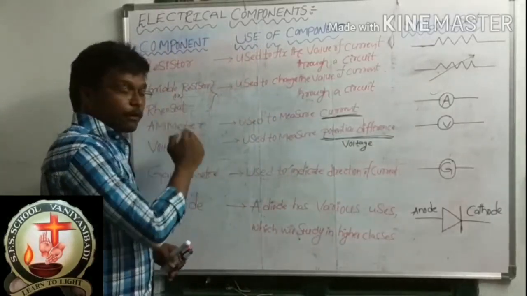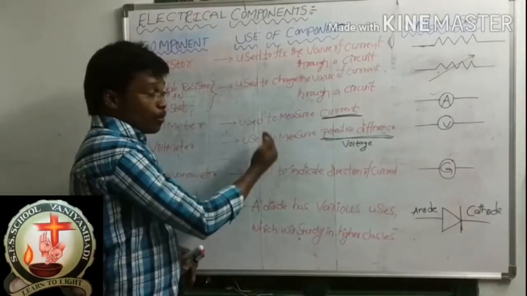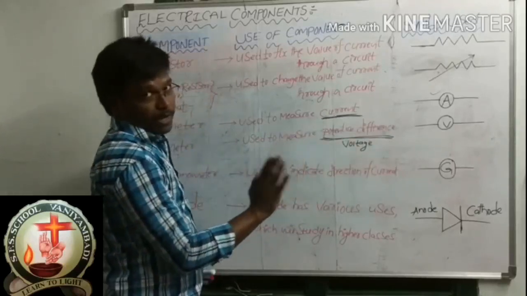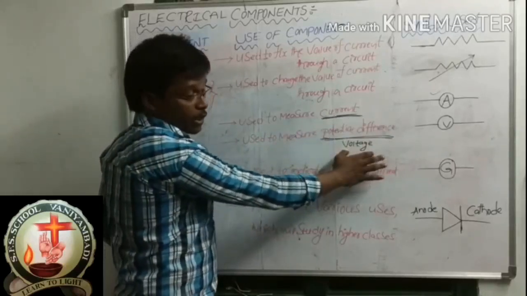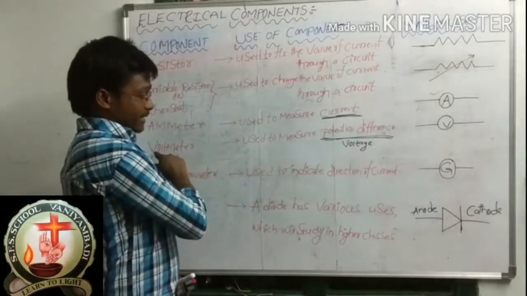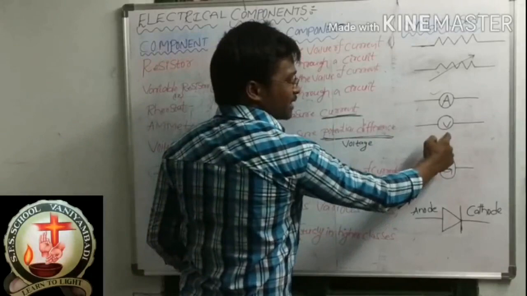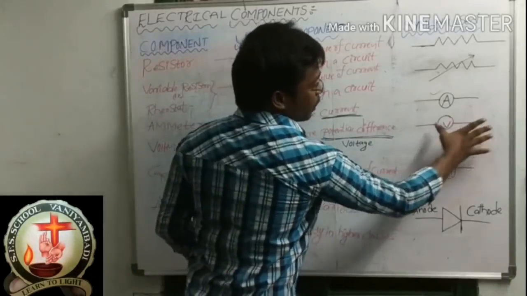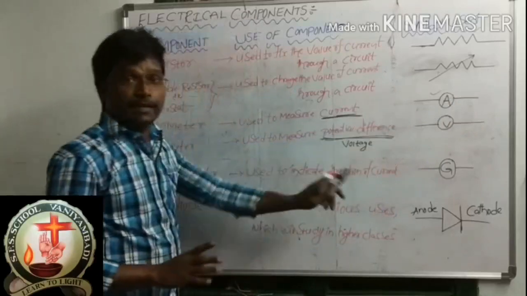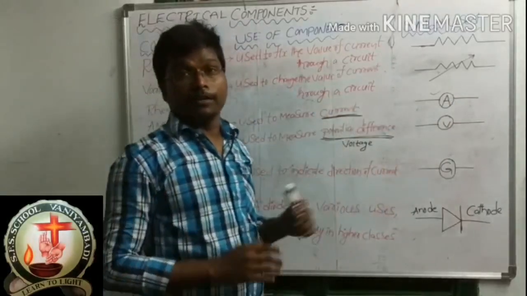Voltmeter. This is the fourth component. What is the use of this fourth component? Used to measure potential difference. Another name of the potential difference is what? Voltage. That's it. The symbol of the voltmeter is V, circle, 2 lines. That is the symbol of the voltmeter.